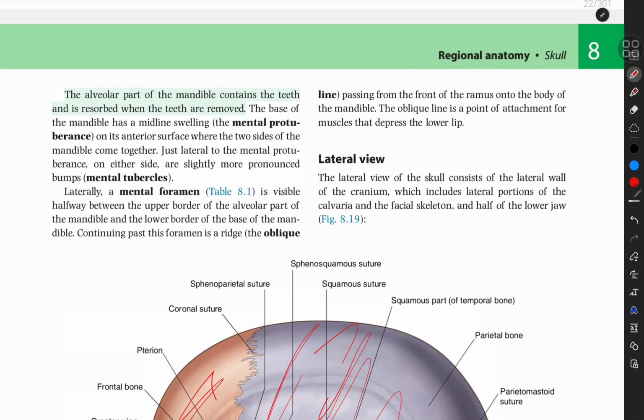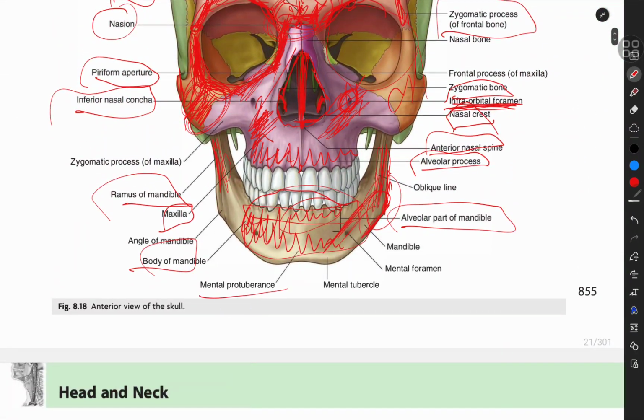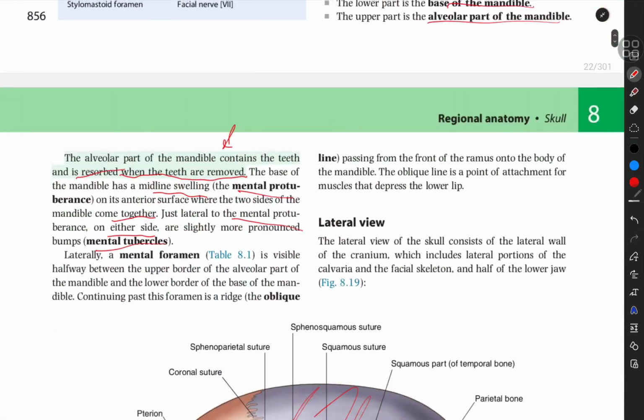The alveolar part of the mandible contains the teeth and is reabsorbed when the teeth are removed. So we can see this in our labs. Some people who have lost their teeth, the alveolar processes also start to be resorbed. The base of the mandible has a midline swelling, the mental protuberance, on its anterior surface where the two sides of the mandible come together. Just lateral to the mental protuberance on either side are slightly more pronounced mental tubercles. Mental protuberance is on the midline, and slightly more pronounced here are the mental tubercles.